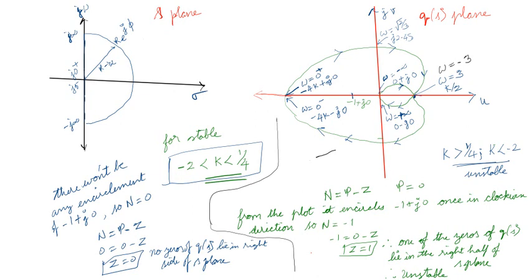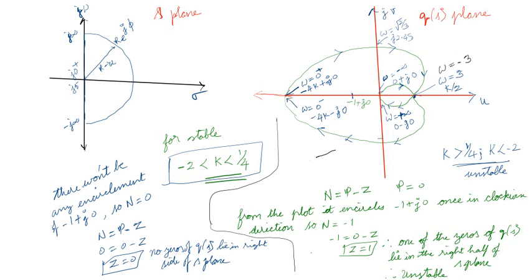Understand the difference between 0 minus j0 and 0 plus j0. 0 plus j0 is slightly above 0, very close to 0 in this direction. 0 minus j0 is slightly below 0 in this direction. Minus 4k plus j0 is this direction here, very close to the real axis. Minus 4k minus j0 is here, right? This is slightly above the real axis, this is slightly below the real axis.